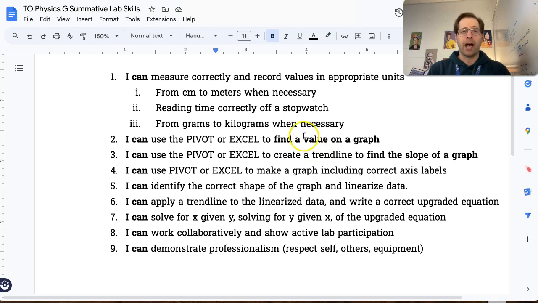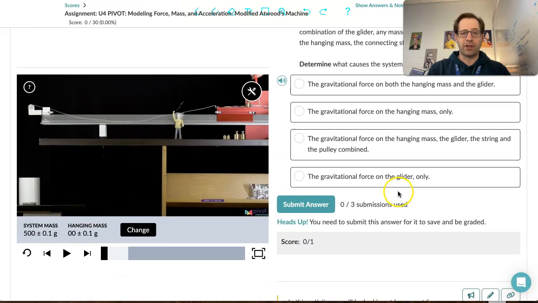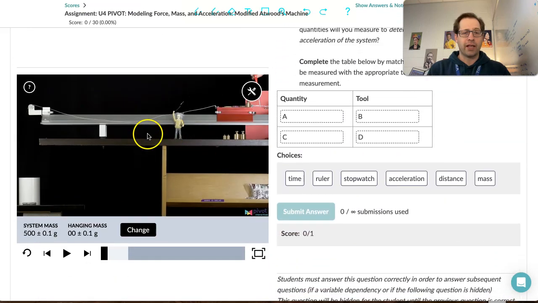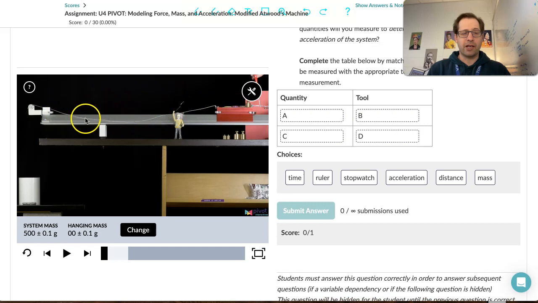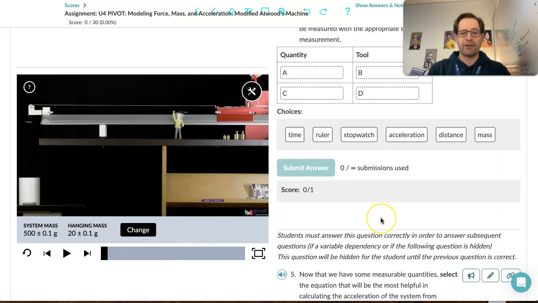So these are the things we're going to look at, and I want to focus on those in our recording here today. I'm going to take us back to the Pivot, and we're going to talk about that first one, the measurement first. So when we take a look at the pivots, it's going to ask you to do some different things with a video that has a cart on an air table, and then it's suspending some different weights. So I'm going to put a mass on here. I'm going to load that so it gives us a little bit of a different thing.